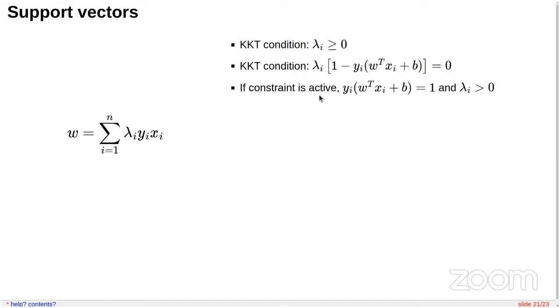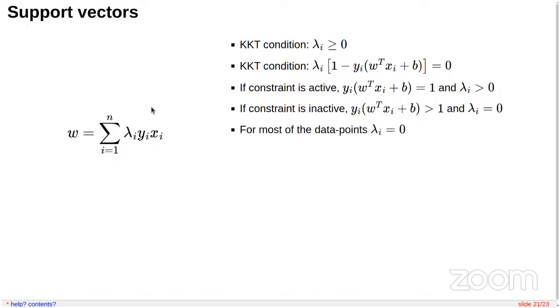So when your constraint is active, when g of x is equal to 0, lambda will be positive. If the constraint is inactive, can someone tell me what will happen? Lambda will be 0 and this will be greater than 1, right? So this is very important to understand if you want to know what support vectors are.